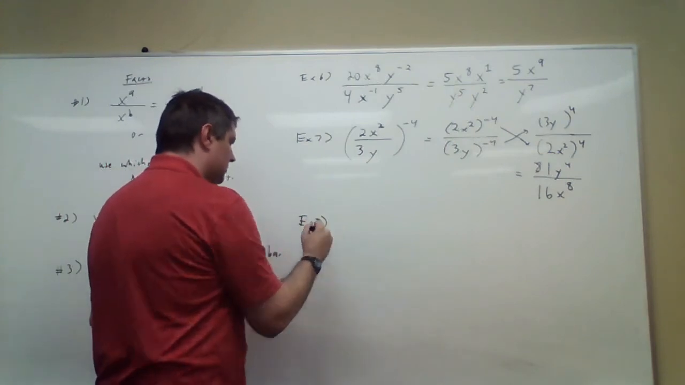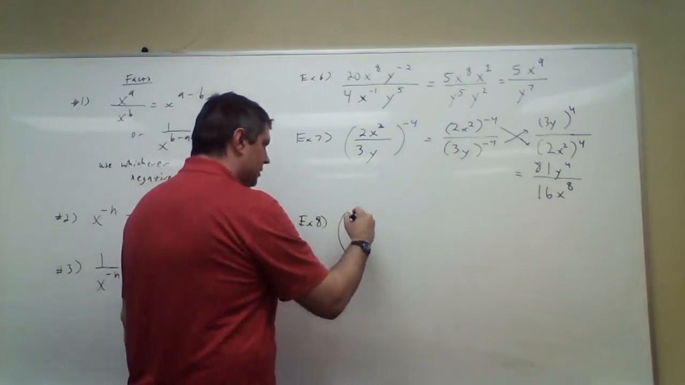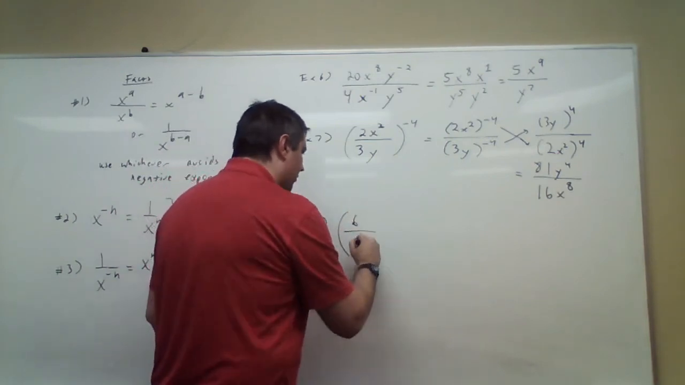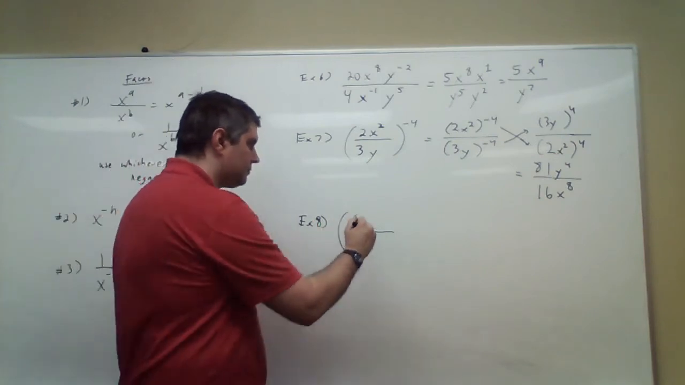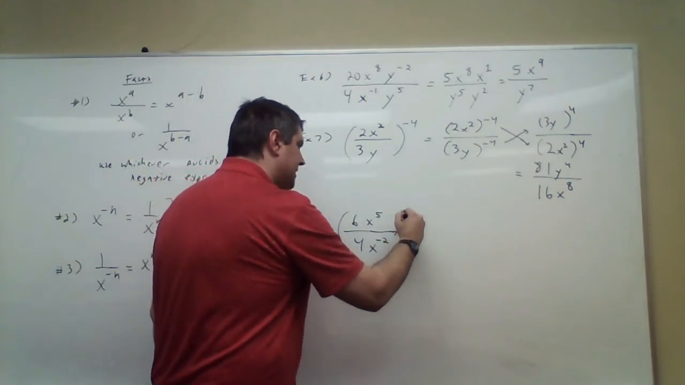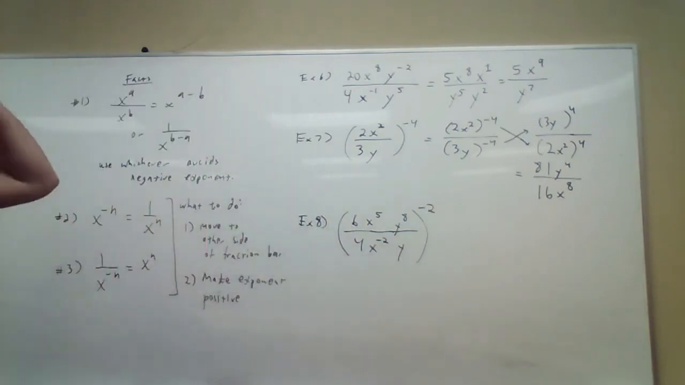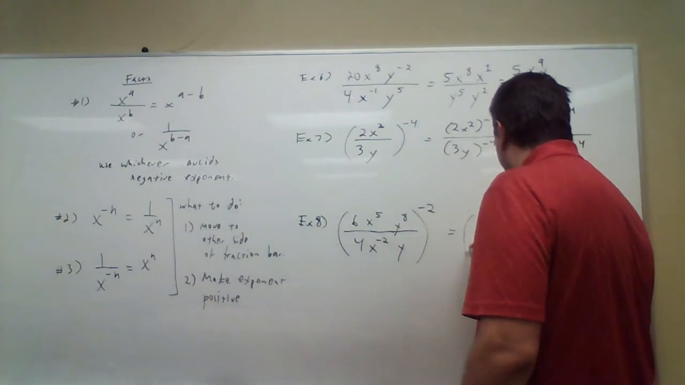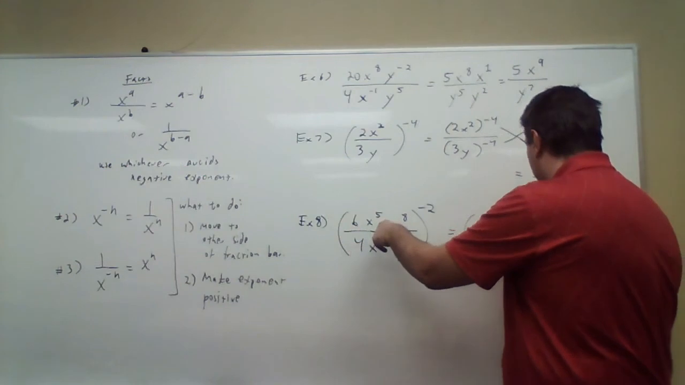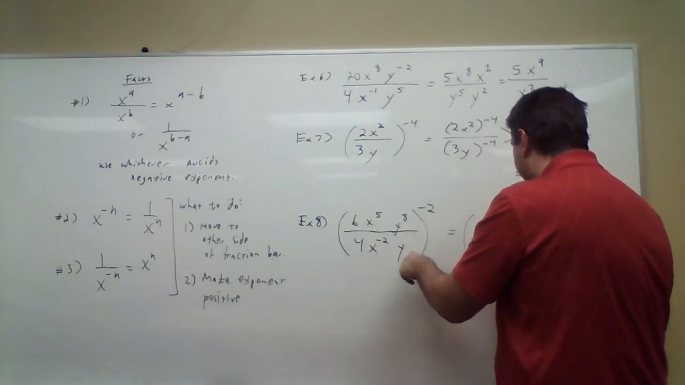Example 8. Let's say I have 6/4. Let's make this 6/3. Actually, 6 and 4. X to the fifth, x to the negative second. Y to the 8th over y, all to the negative second. Okay, now what you're going to want to do is I would simplify everything within the fraction first. So this becomes 3/2. And the x to the fifth goes nowhere. Y to the 8th goes nowhere. Okay? And down here the y goes nowhere.